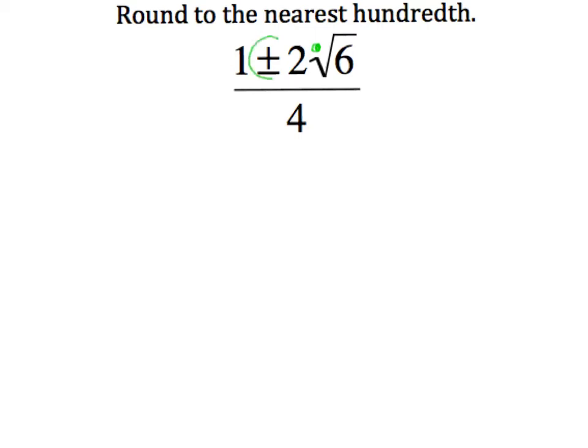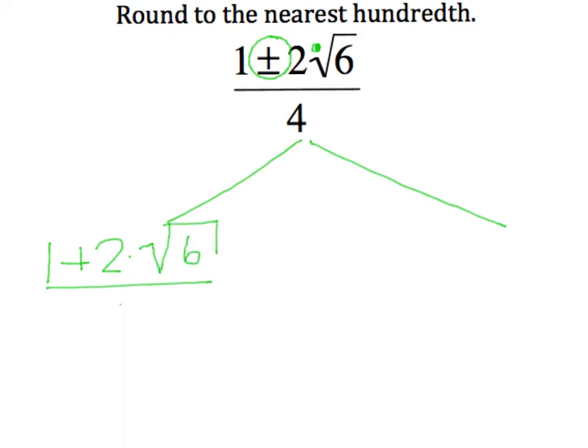Now, this plus or minus symbol here, what this is telling me is I need to break this expression into 2. So I need to break it into 2 expressions, one expression where I'm adding and one expression where I'm subtracting. So sometimes when I solve these problems, I'll get 2 answers. All right, so I'm going to write my addition problem first. 1 plus 2 times the square root of 6, all over 4. And then my second expression is going to be 1 minus 2 times the square root of 6, all divided by 4.